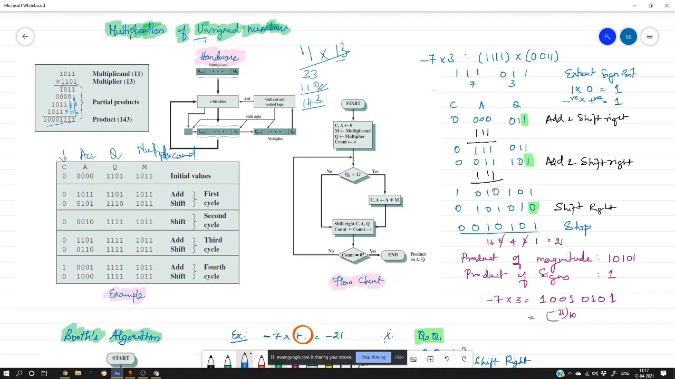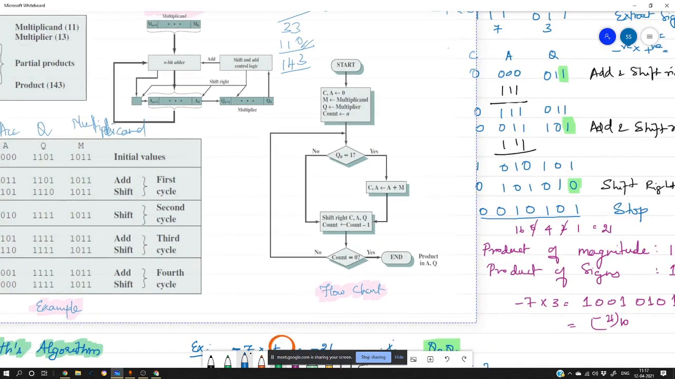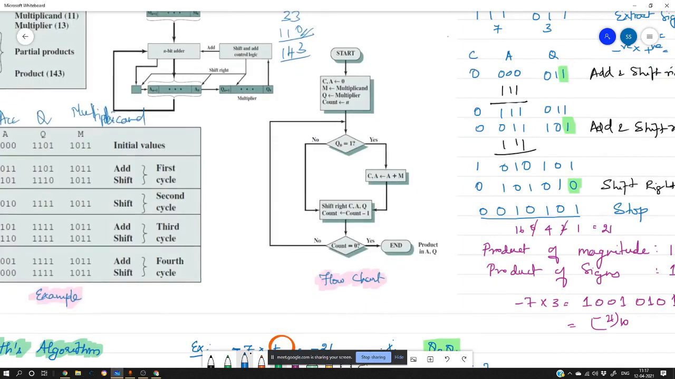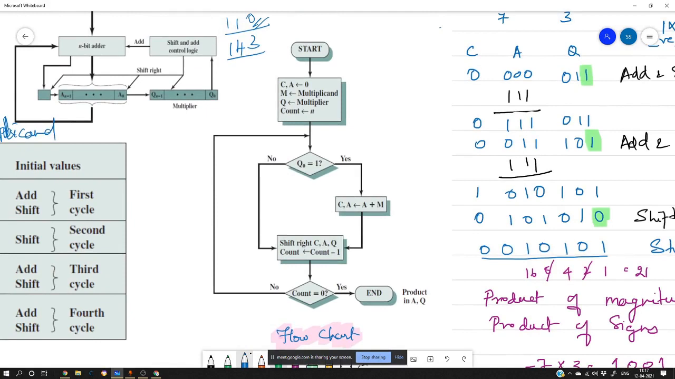Let me just zoom it so that it will be clear. Now coming to the flow chart. I think the flowchart is clearly visible to you. Yes, so let me explain the algorithm, how it actually works.